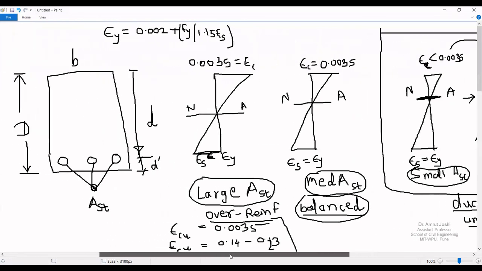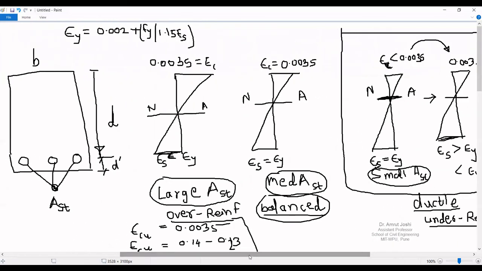So let us summarize. We have today discussed three possible failures of a reinforced concrete beam. One type of failure is called failure of an over reinforced section, where extreme compression fibers reach the ultimate strain in uniaxial compression of concrete, that is 0.0035, prior to the steel on tension side reaching its yield strain.